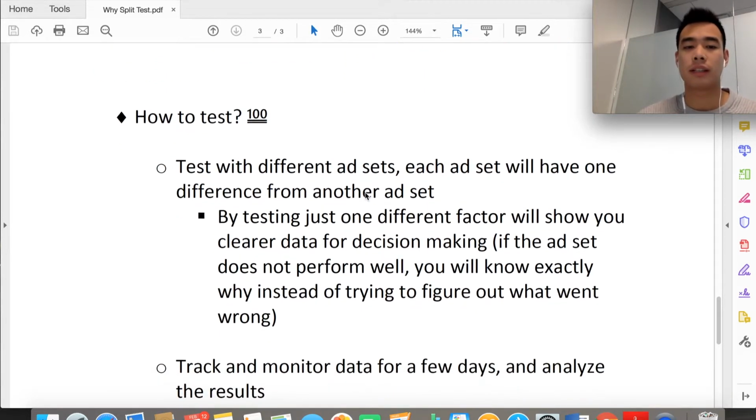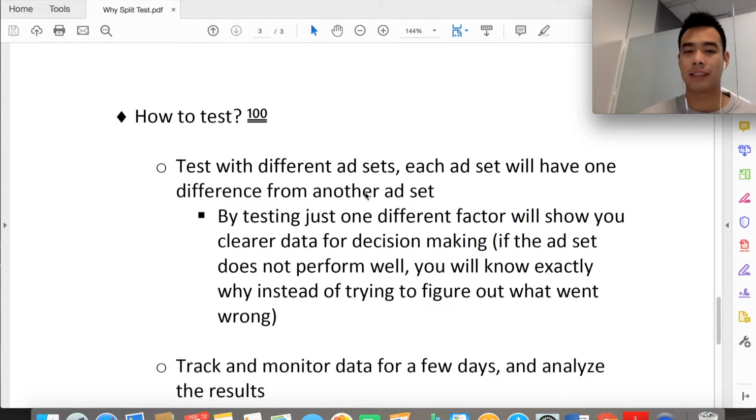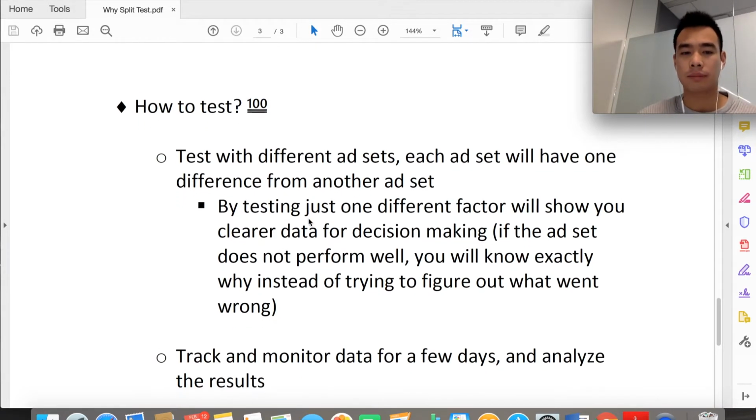So to start testing, you want to test with different ad sets. Okay, remember it's ad sets, not campaigns, not ads, because if you start testing with those things, it just gets a lot messy. It gets really messy and you just don't want to deal with it. So you want to test with ad sets.